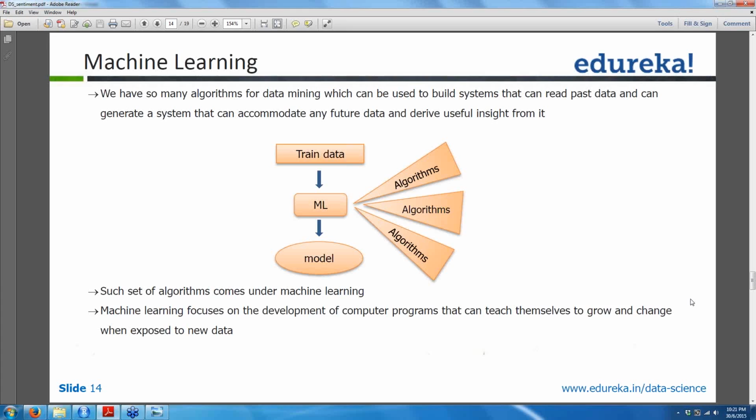And machine learning. There was a question on machine learning, I believe. There are so many different algorithms for data mining which can be used to build the systems, and essentially they read your past data and predict your future. There are so many different algorithms that are part of machine learning, which we'll look into later. But machine learning focuses on a system that learns by itself and keeps growing by itself, which is what you call artificial intelligence. When new data is exposed, it knows what to do because it has trained itself based on the past. So you take your training data, apply the algorithm, and build the model.